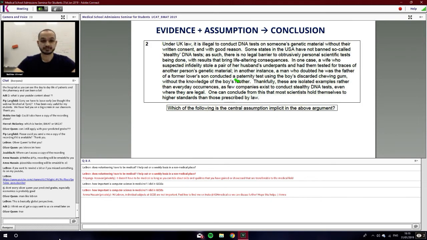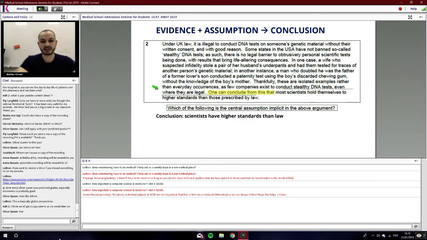Now, the best way to do this question would be not to look at the answers first, because that can skew your answer. What you want to do is try and find the conclusion first. So this sentence here: one can conclude from this that most scientists hold themselves to higher standards than those prescribed by the law.